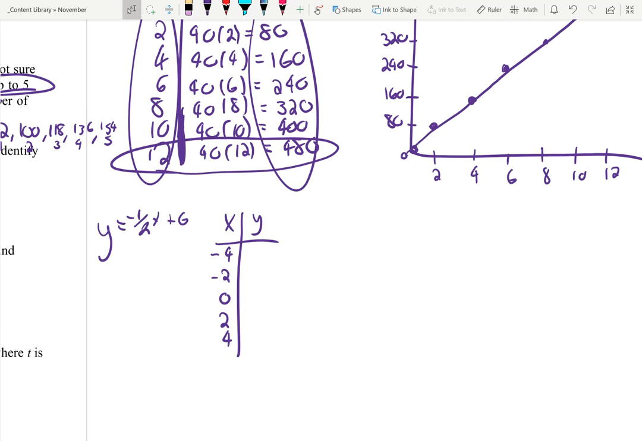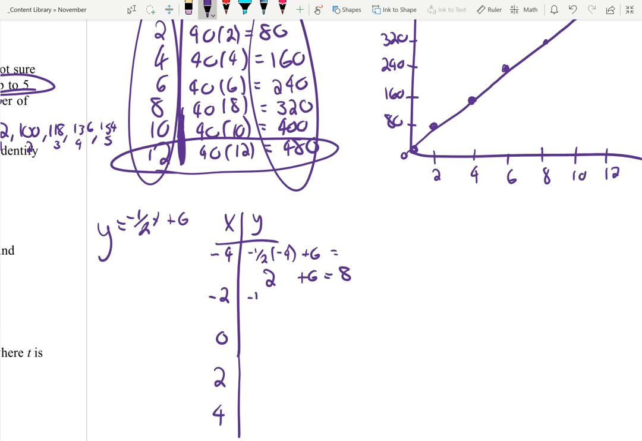So when we plug them in, this will be negative 1/2 times negative 4 plus 6. Let me actually lower these so I can show my work a little bit better. Negative 2, 0, 2, 4. There we go. Negative 1/2 times negative 4. So 2 goes into 4 2 times, and both numbers are negative, so negative makes it a positive. So ultimately, this is 2 plus 6, which makes a total of 8 there.